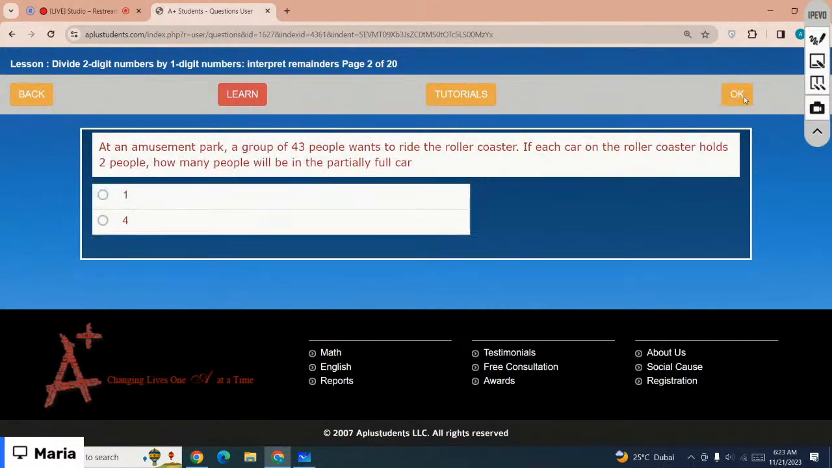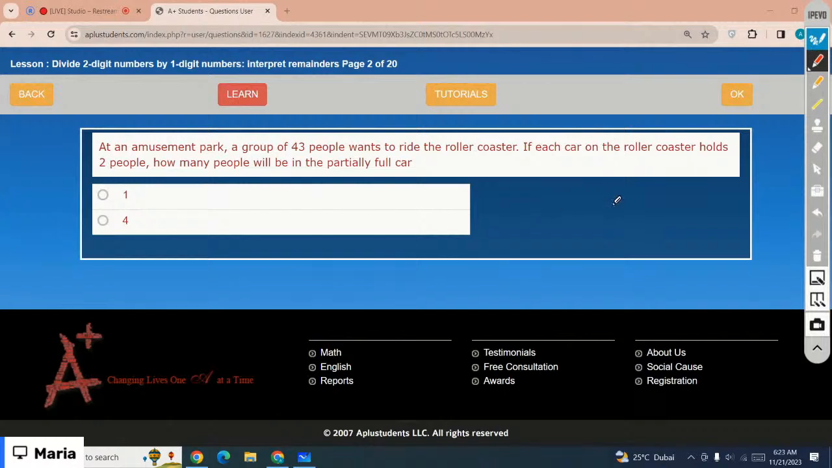Okay. At an amusement park, a group of 43 people want to ride the roller coaster. If each car on the roller coaster holds two people, how many people will be in the partially full car? So divide 43 by 2.